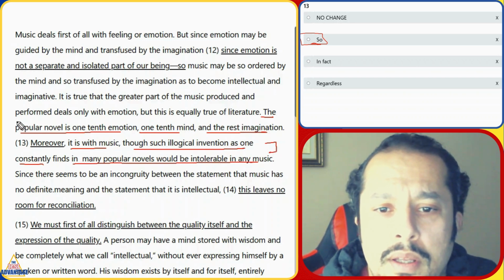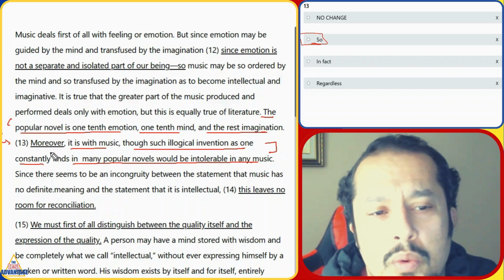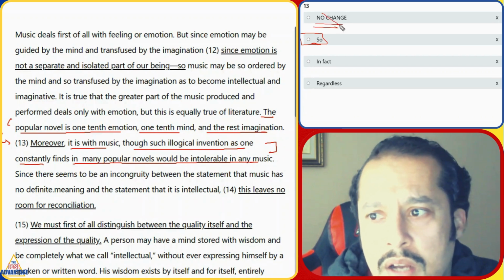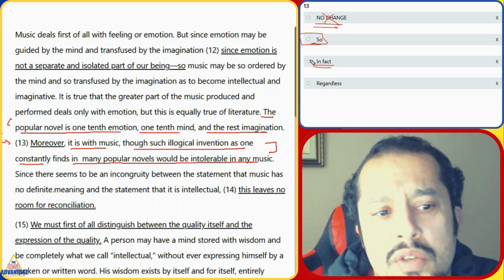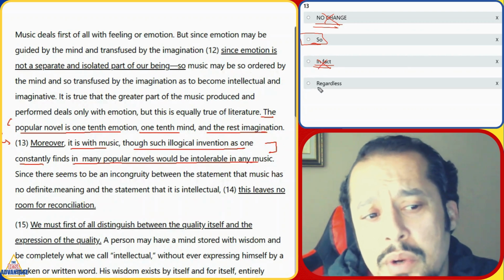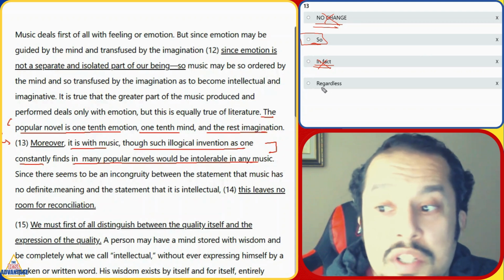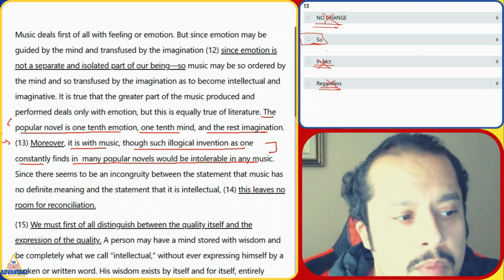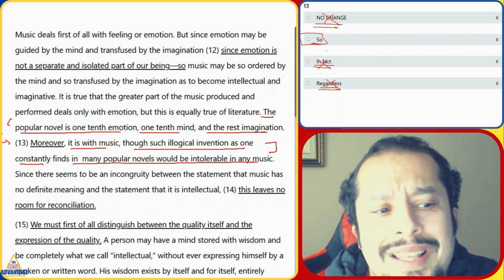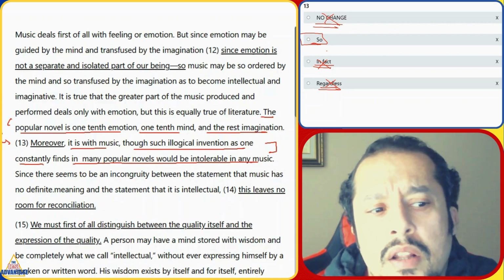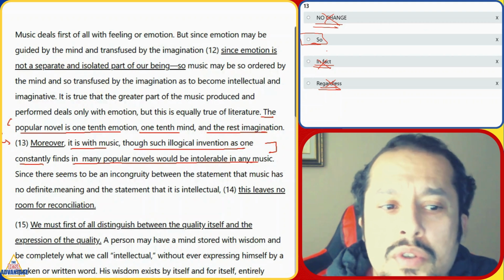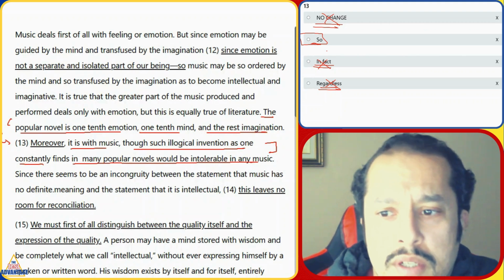هو بيقول اللي بنعمله هنا برضو ممكن نعمله هنا. So answer A, it adds information to emphasize a point which doesn't fit. صح. So A وبرضو C, in fact, is used to clarify a statement or reinforce a statement. برضو that doesn't work. And answer D, regardless, بنستخدمها to indicate something that's true despite other factors. So works best. بيقول لنا هنا so that it emphasizes a logical invention found in popular novels is unacceptable in music as a result of music's unique characteristics.